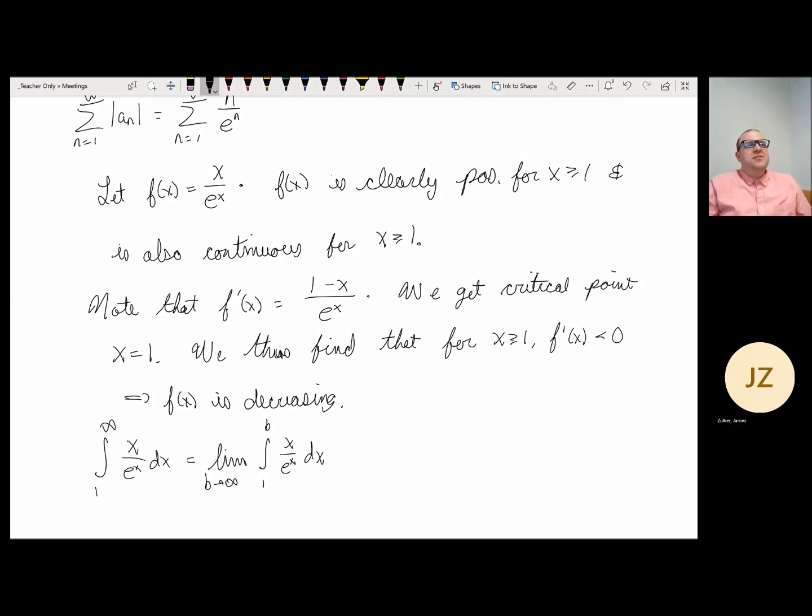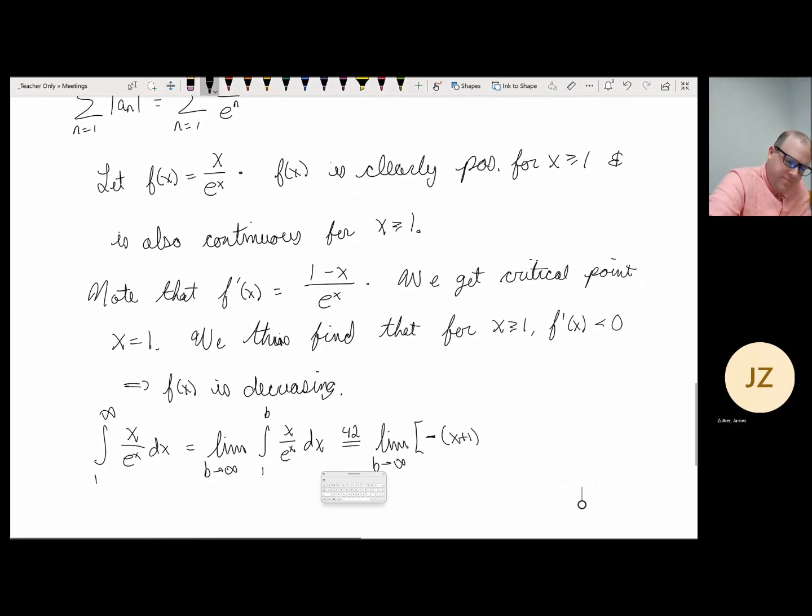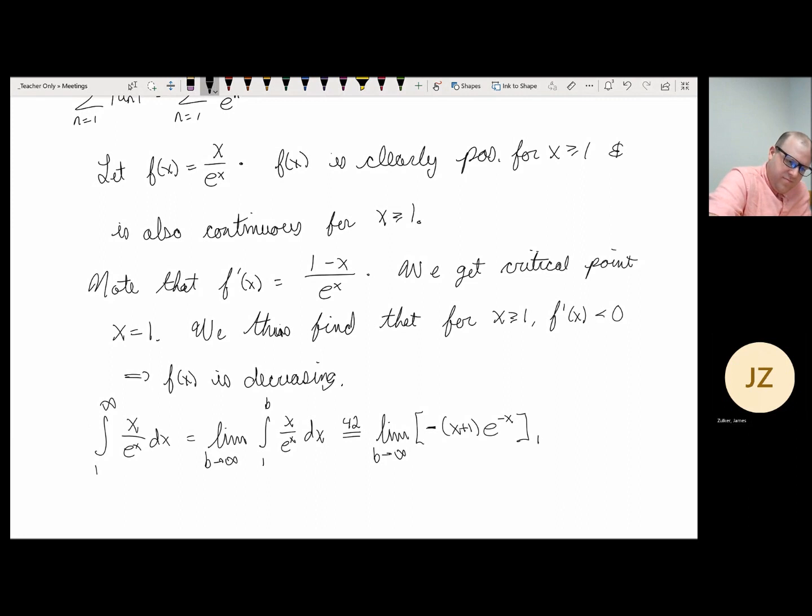This would be an interesting one to do by hand. It's actually not terrible. This would be integration by parts. At first, we write it as x times e^(-x), just to make it easier. Or formula number 42 on the integration table. Negative quantity x plus 1 times e^(-x), like that, evaluated from 1 to b.